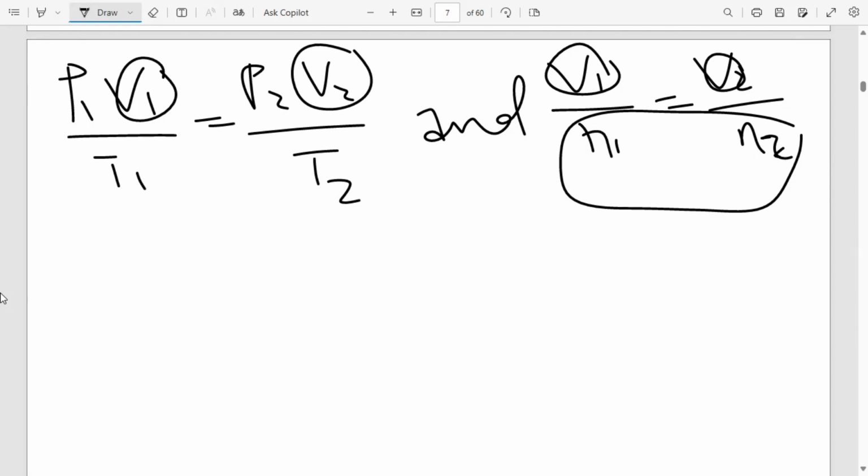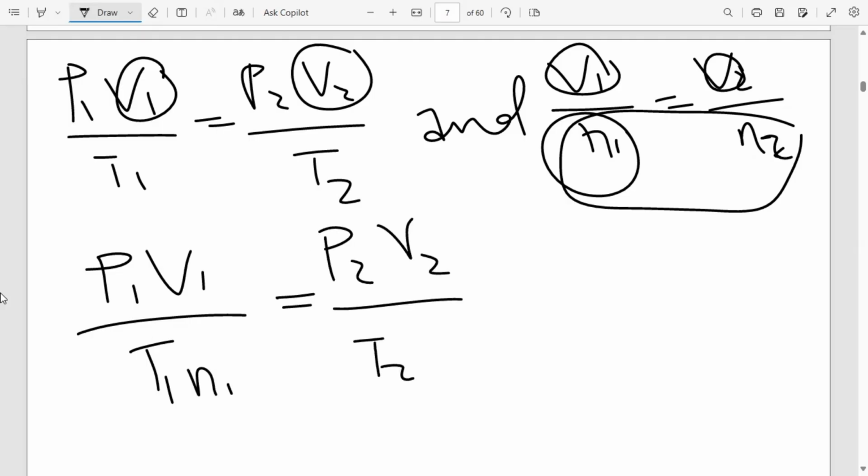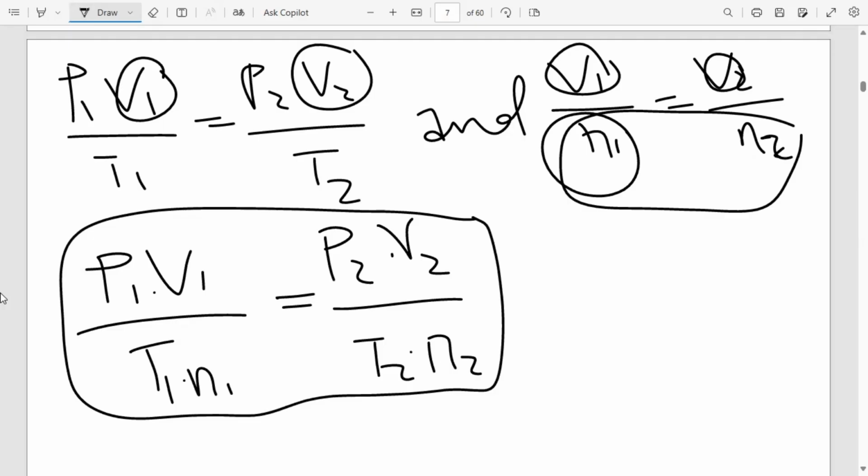So we're going to say pressure 1, volume 1 over temperature 1. I'm going to integrate this number of moles 1, which should be equal to pressure 2, volume 2 over temperature 2 multiplied by number of moles 2. So this is now the fully combined gas equation that we can come up with by putting all the four laws that we've discussed together.